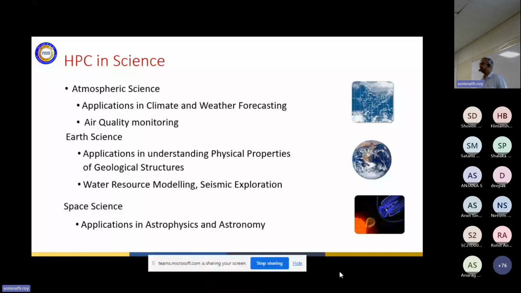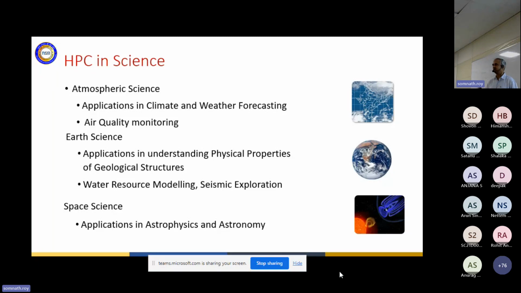This is one of the challenges of the urban regions. Then earth science, this is for understanding the physical properties of earth and for water resource modeling. Then it also refers to seismic processing, which is used for finding oil and gas. So there are a lot of things that our earth offers. It can be modeled and used for various purposes.